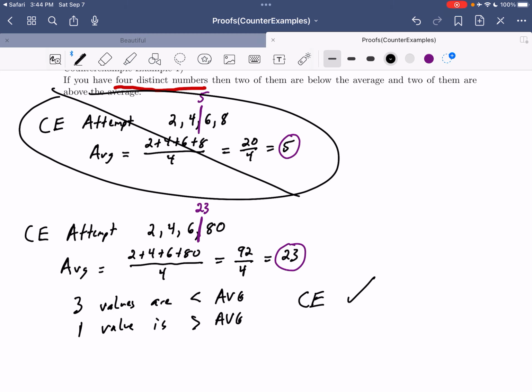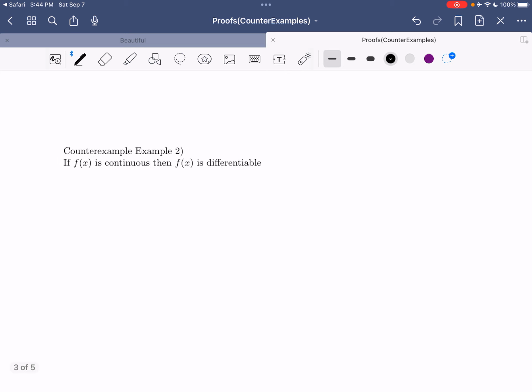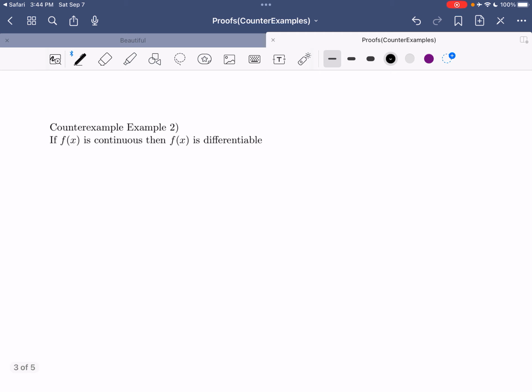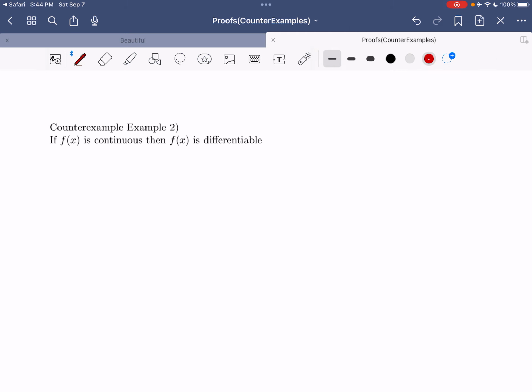So let's go ahead and take a look at another example here. In this one, it says if f of x is continuous, then f of x is differentiable. So once again, we're going to have to think of a specific example. We have to make sure our function is continuous. And then we have to find something where it's not differentiable.